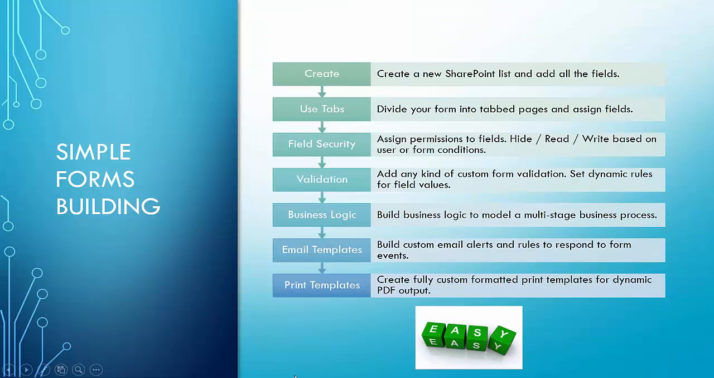The process of building solutions in SharePoint with Ultimate Forms is very straightforward. Basically, you go through the series of steps that you see in my diagram. You start by creating your SharePoint list and adding fields. The next thing you do would be to add tabs and set up your fields to be in those tabs. After that, you deal with things like permissions on your fields to control them depending on the audience. Then we have advanced validation settings that you can use.